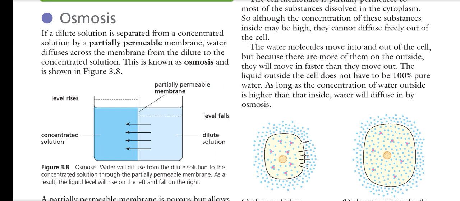we will discuss osmosis in animal cells, and after that in plant cells, and we will discuss how osmosis works and the different terms regarding water potential. So let's start.